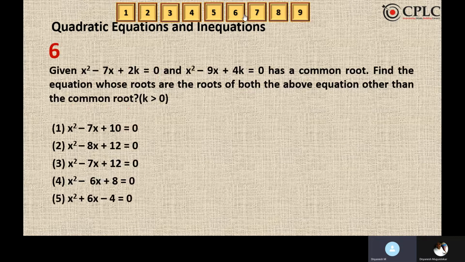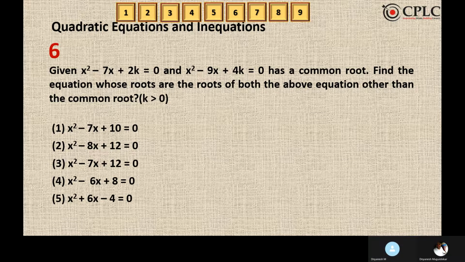Sixth one, super interesting question, a new idea that you are going to learn and you'll need to remember for the long term. There are two quadratic equations and they say that they both have a common root. So whenever such a case comes along that these two equations have a common root, always remember to equate both the equations. And then they are saying to find a new equation whose roots are the roots of the above equations but other than the common root. And then they have also given that the value of k is greater than 0.